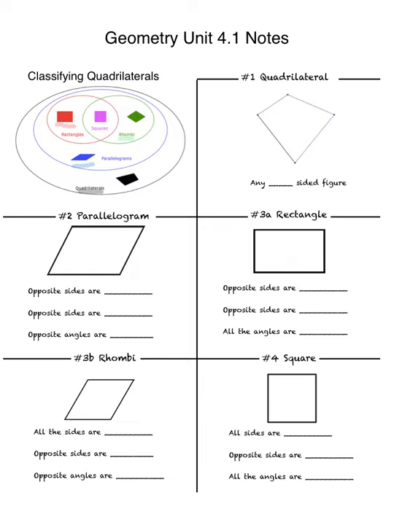So first, let's do number one, the quadrilateral. Any four-sided figure. Now, let's look at number two, parallelogram. And I'm going to use my colors. First, opposite sides are parallel. And we're going to do parallel. You're going to see it with a triangle. The triangle or the arrowhead on the line means parallel.